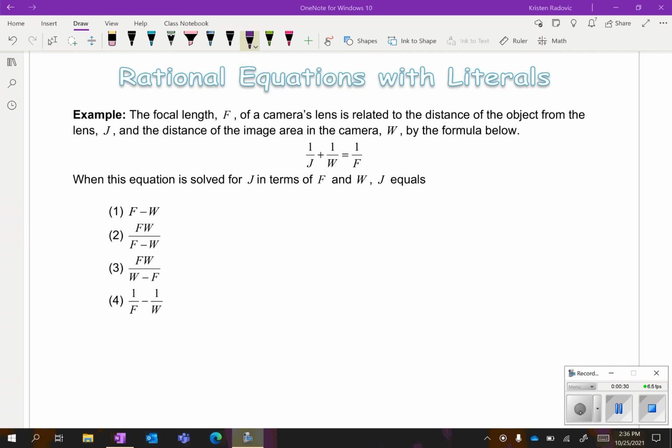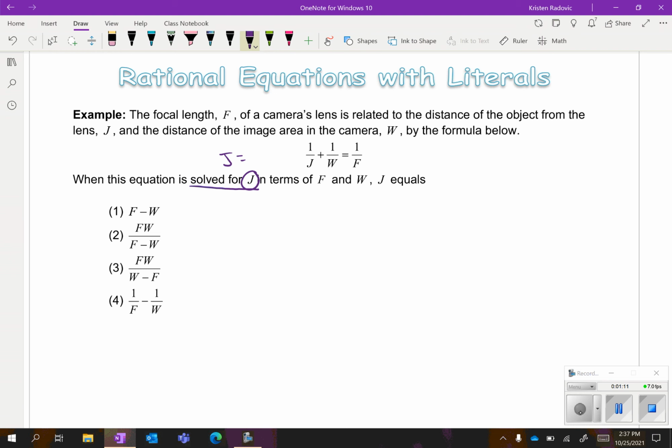Now, in the first example, which was a 2-point question on the regents, we have the focal length f of a camera's lens is related to the distance of the object from the lens, j, and the distance of the image area in the camera, w, by the formula below. When this equation is solved for j in terms of f and w, j equals what? So basically the top of the question was useless, but they did say that they want the equation solved for j, and what that means is that we want to have j by itself. We're going to solve j equals something.